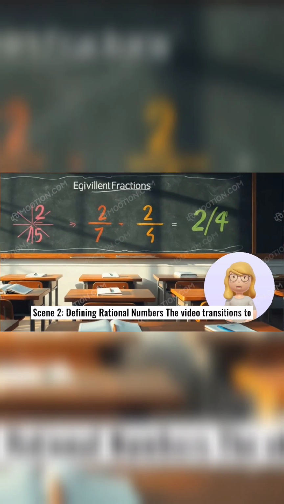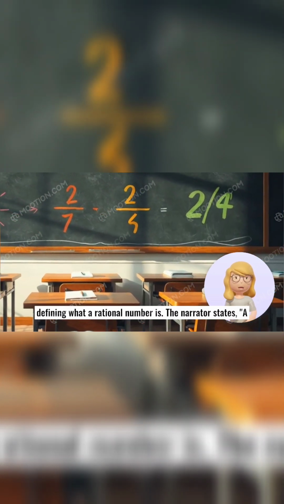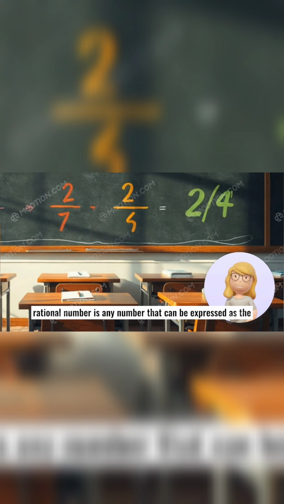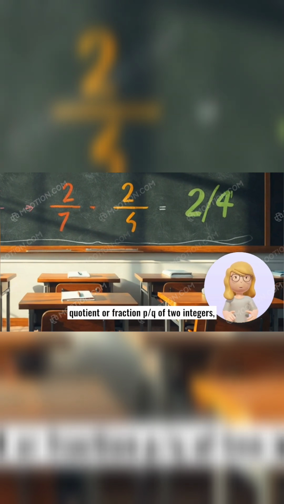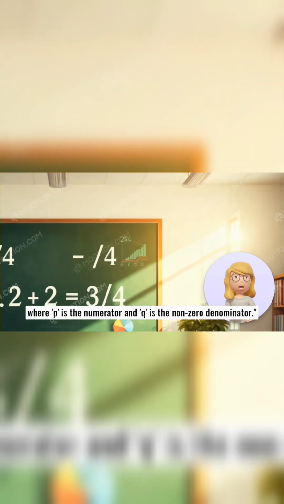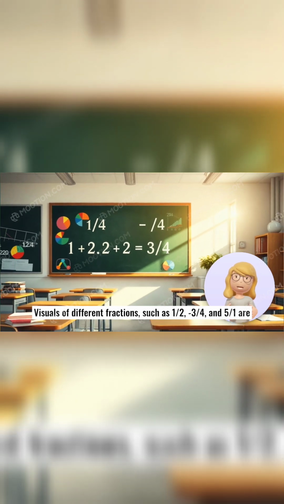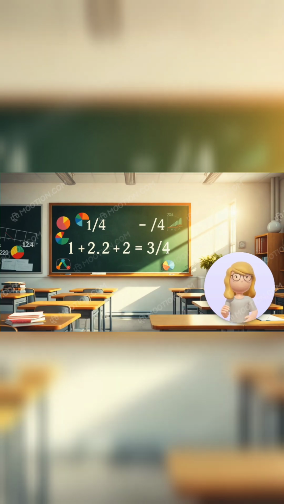Scene 2. Defining rational numbers. The video transitions to defining what a rational number is. The narrator states, a rational number is any number that can be expressed as the quotient or fraction p/q of two integers, where p is the numerator and q is the non-zero denominator. Visuals of different fractions, such as 1/2, -3/4, and 5/1 are shown on screen.